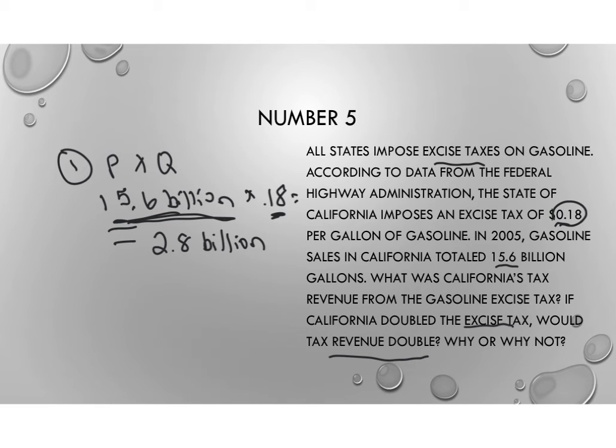The exception would be if you had a situation where you had perfectly inelastic demand, because in that case you would have a situation where perhaps you could double, if it was perfectly inelastic and every single one of these gas gallons was still bought and sold regardless of a price increase.